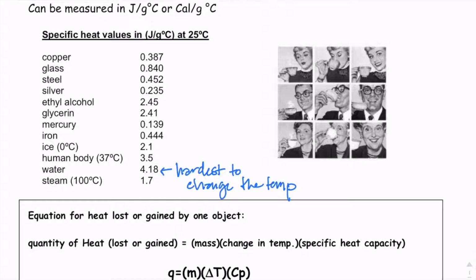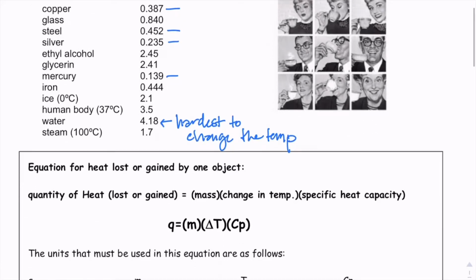Things that are metals like copper, steel, silver, and mercury have low specific heats because metals have a sea of free-flowing electrons, and so it's really easy to change their temperature because those free-flowing electrons allow the temperature to change really easily.